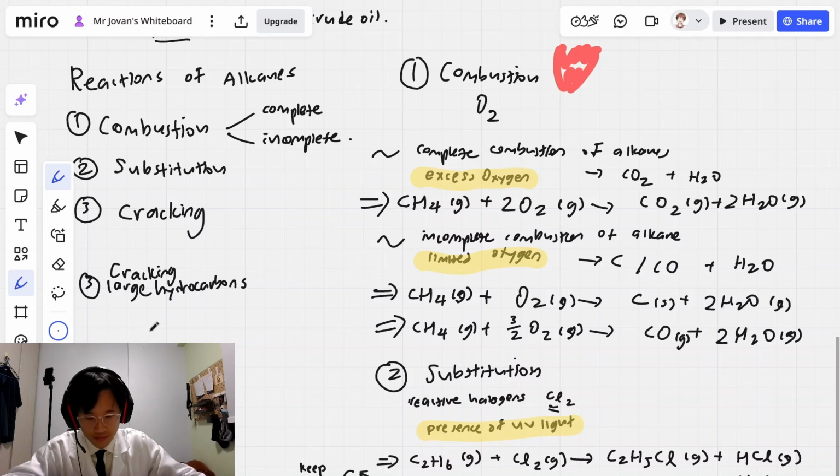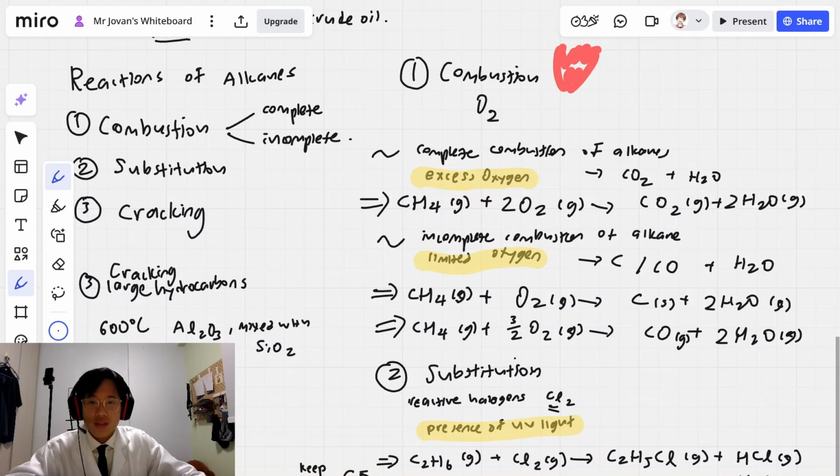large hydrocarbons. Cracking is performed by heating large alkanes to a high temperature of about 600 degrees Celsius. And we need a catalyst like aluminium oxide mixed with silicon dioxide. Crazy, right? Such an intense reaction. For this one, I don't need you to remember the products because there isn't a proper set of products. Basically, what cracking does is just break apart alkanes into molecules with C=C double bonds.